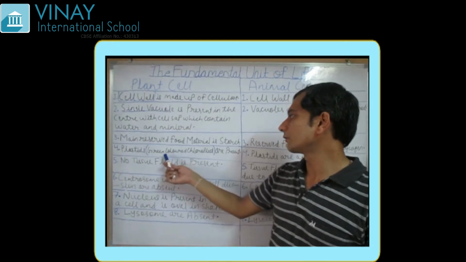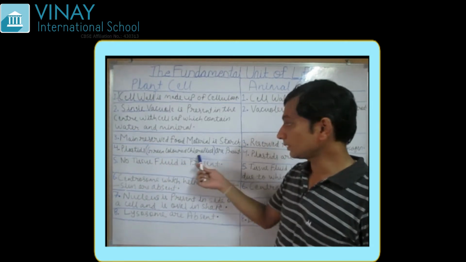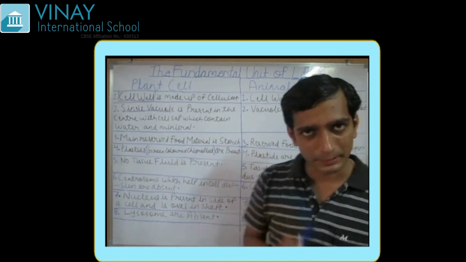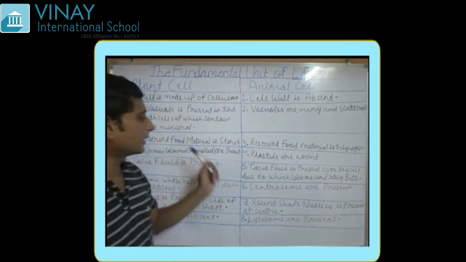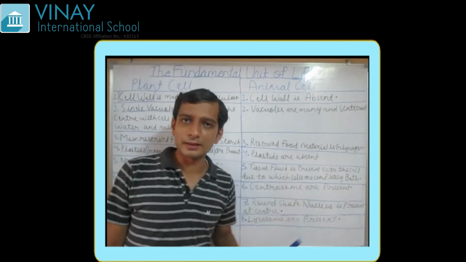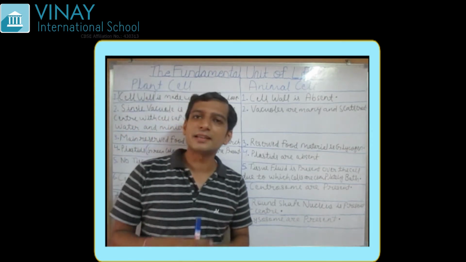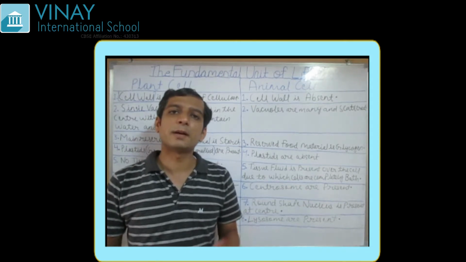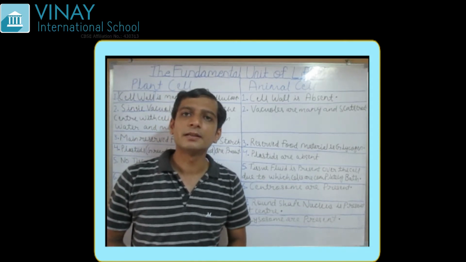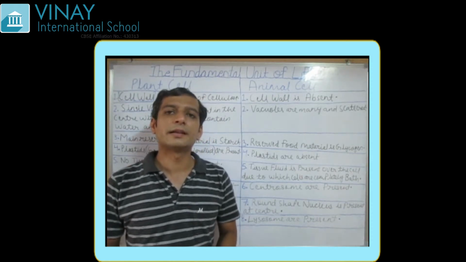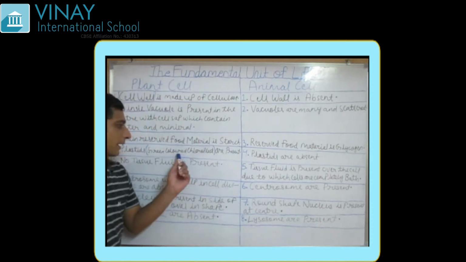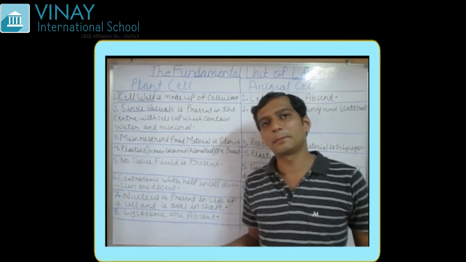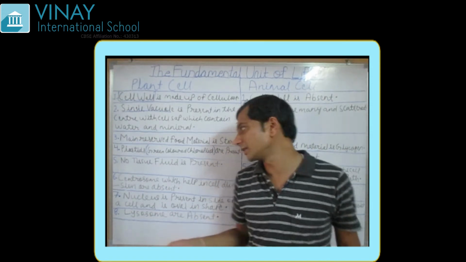So plastids, what is a plastid? Green colored chloroplast. And what is chloroplast? I am going to explain that later on. So plastids are present in the plant cell, but plastids are absent in the animal cell. See, plastids are green colored chloroplast. It means they provide the plant its green parts. The leaves are green in plants, so this green color is provided by the plastid. That's why plastids are present in the plant cell, but they are not present in the animal cell.